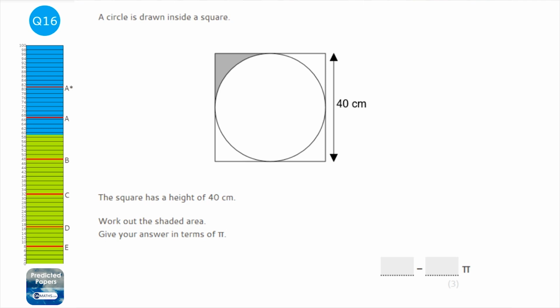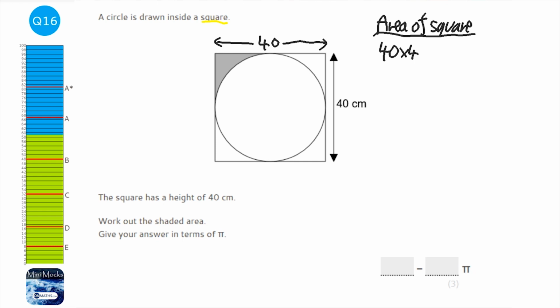Okay, so to start off this question, the most important thing we realise is it's a circle inside a square. So we know one of these measurements already, so we know that's going to be 40. Most of these shaded areas we're going to find the area of the big thing, find the area of the small thing, and normally take them away. So let's first of all work out the area of the square, which is going to be 40 times 40. So 4 times 4 is 16, and then the 2 zeros.